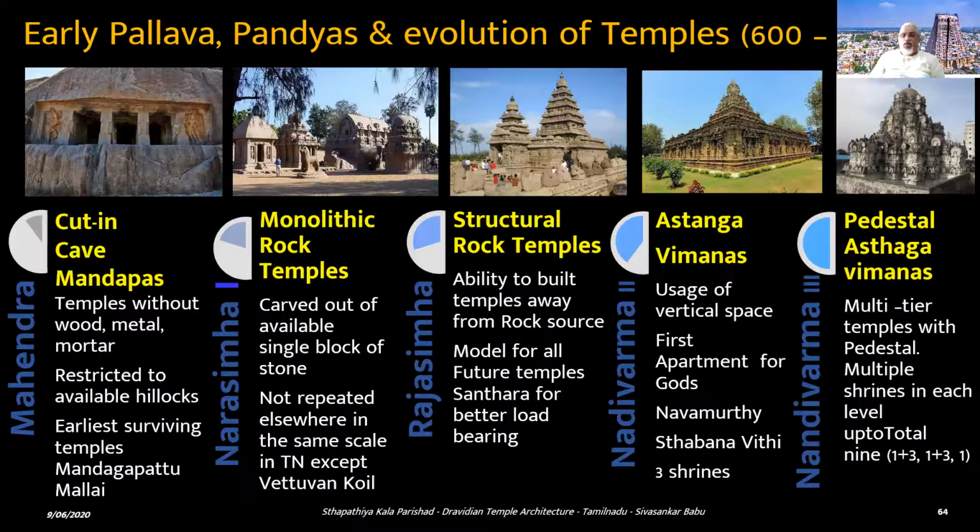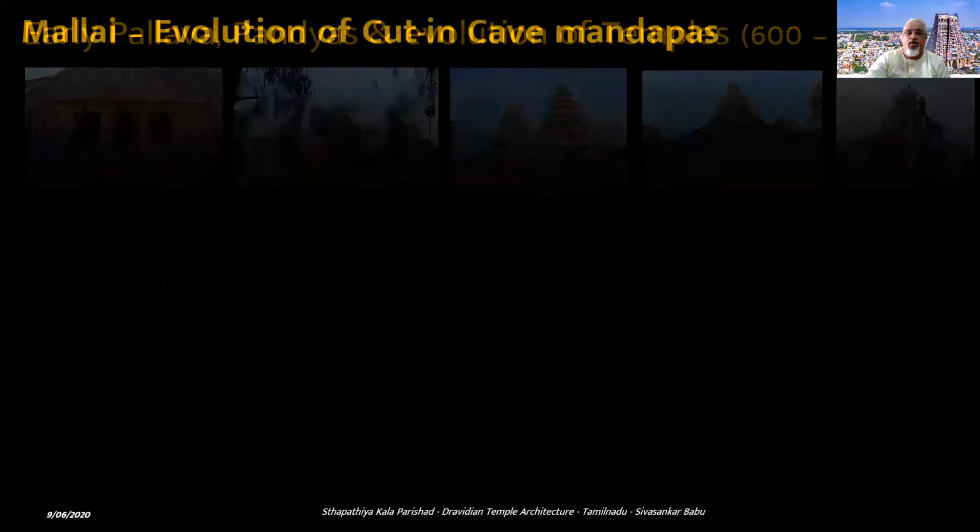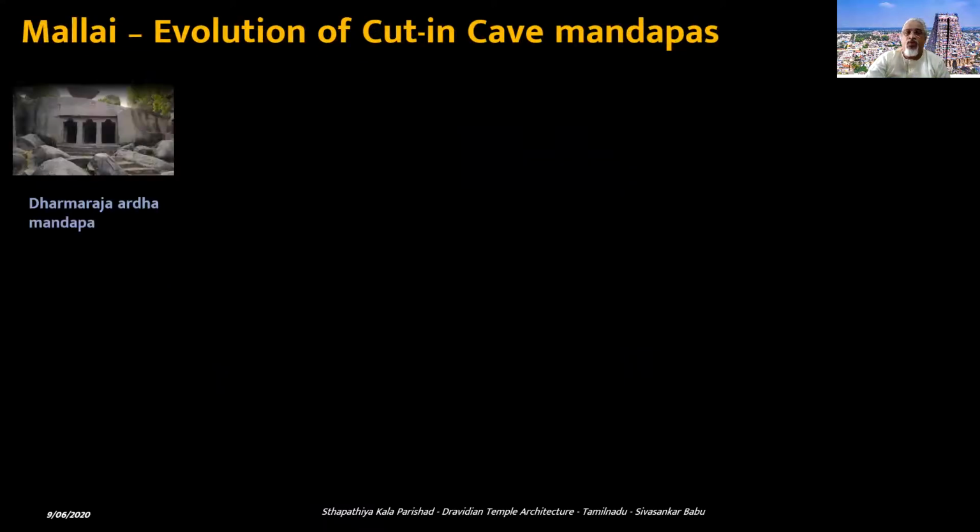Nandivarma took this to the next level by putting these temples on a grand pedestal and also expanding on four sides, so that instead of 3 shrines, he went up to 9 shrines in 3 levels, expanding into a most complex temple. So these are the experimentations during the Pallava period. When you look at cut-in caves, they had done all sorts of experiments in managing this.